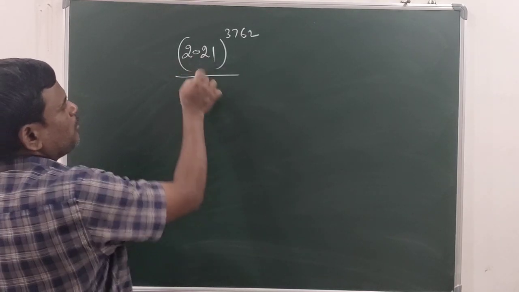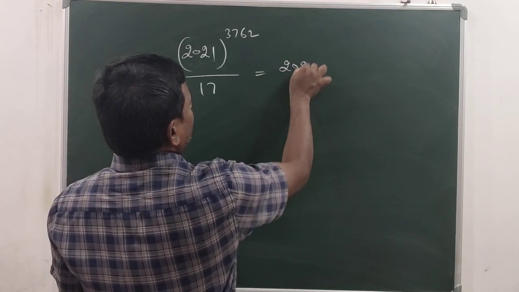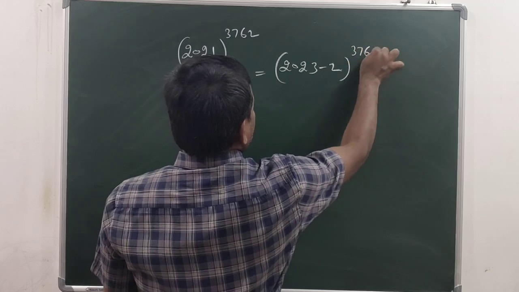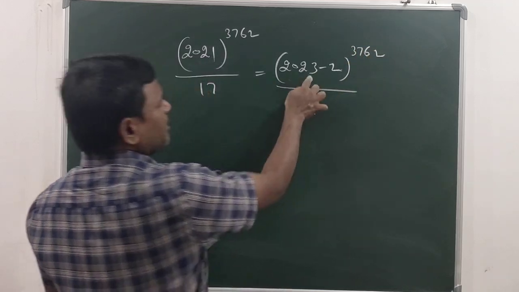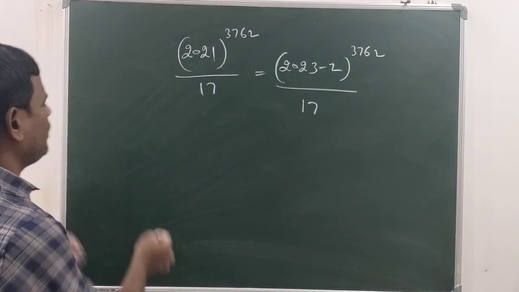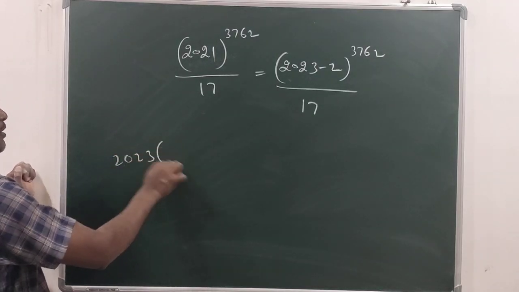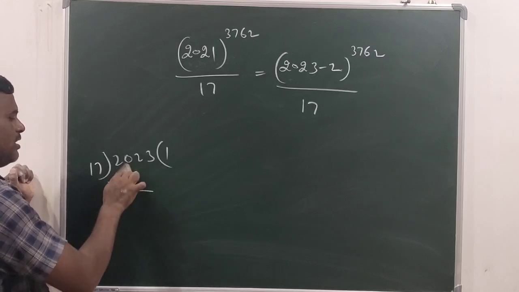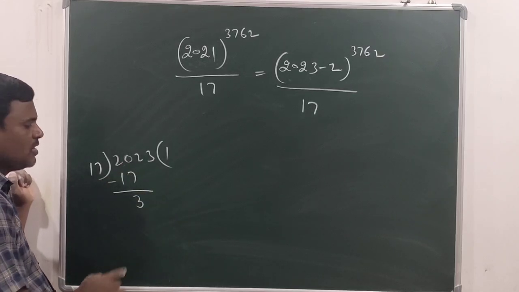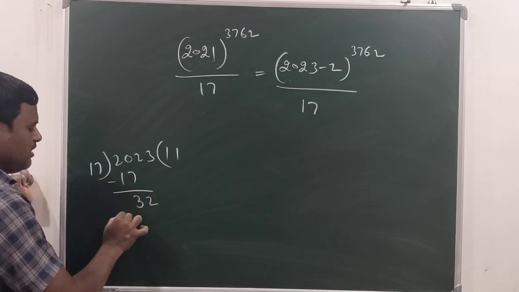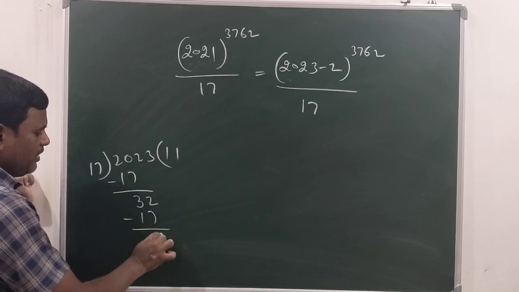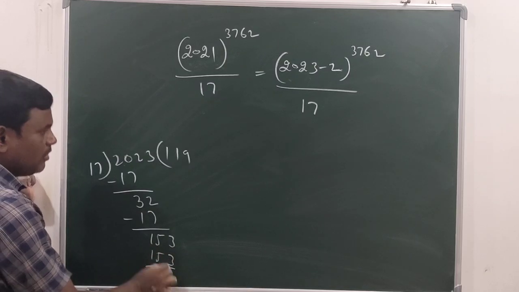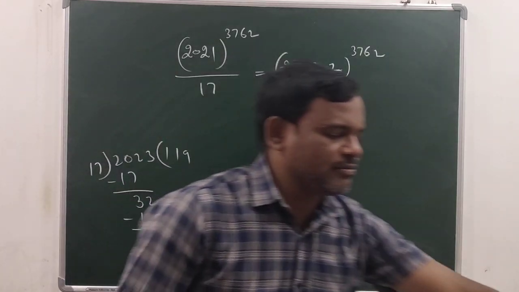Now I would like to write this 2021 as 2023 minus 2. Why am I writing like this? Can you guess? Because 2023 is a multiple of 17. If you want, you can divide 2023 by 17 to get confirmation. 17 1s are 17, so remainder is 3, so 2. 17 1s are 17, so here 153. 17 9s are 153. Hence 2023 is a multiple of 17.